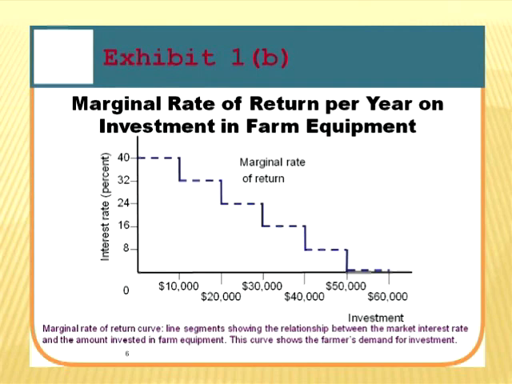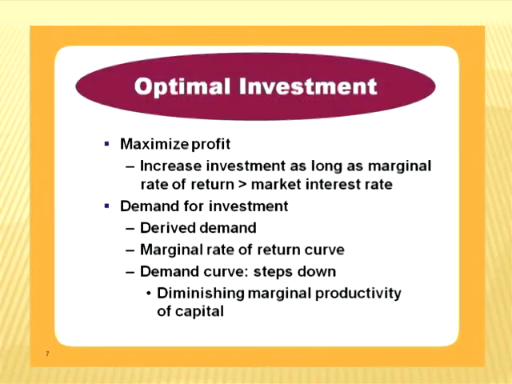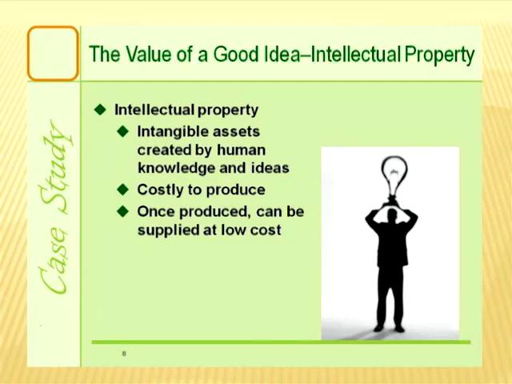Now, all we need to know is what funds are going to cost us, and then we can determine how many we want. So we'll increase our investment as long as the rate of return is greater than the interest rate. And so once again, we have a derived demand. The demand for investment is derived from the marginal return curve, and so we could just join all those points together and end up with a more traditional looking demand curve in which we have diminishing marginal productivity.